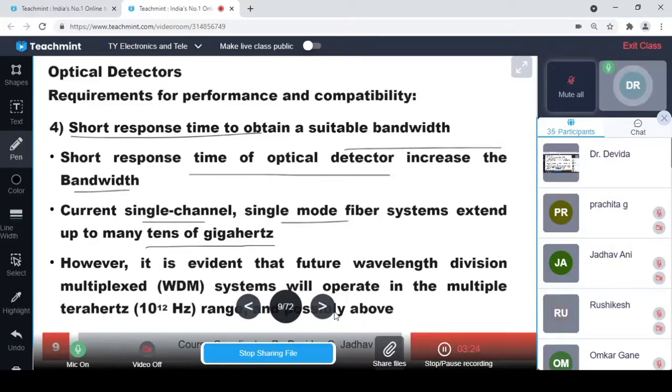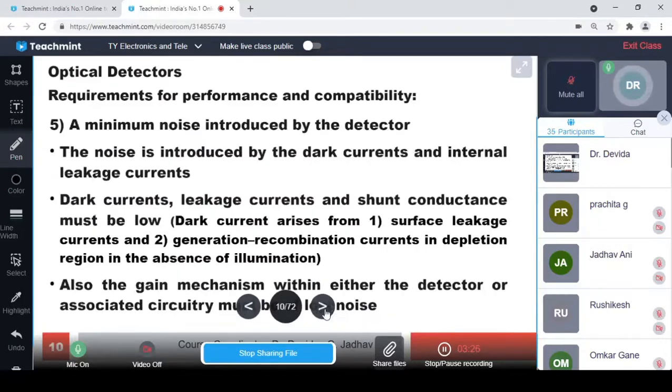Minimum noise introduction should be there. Dark current and leakage current should be less because these are noises. Conductance must be less. Dark current, surface leakage current, and generation-recombination current generate the dark current, and along with the dark current and this leakage current, the gain mechanism within the diode and external circuitry gain mechanism introduce noise. Overall, the noise should be less.